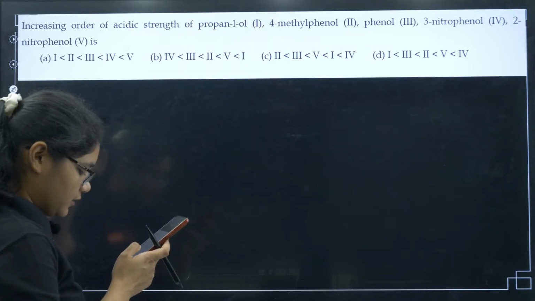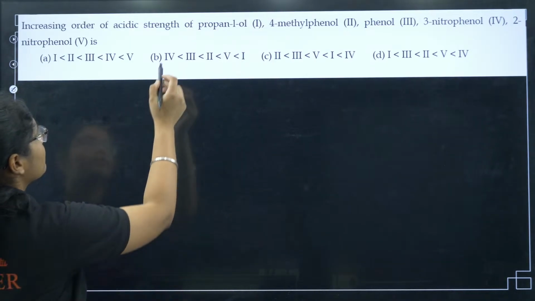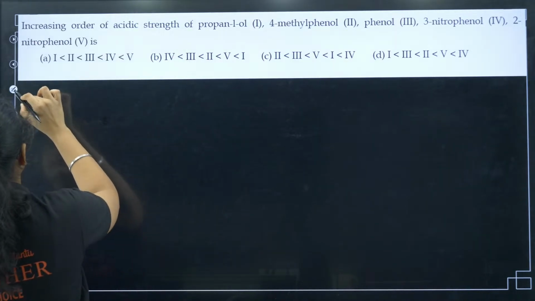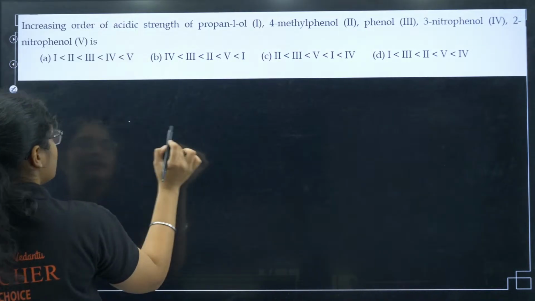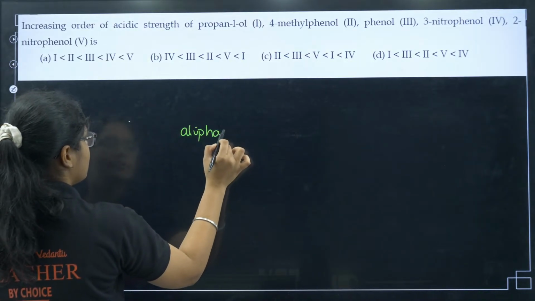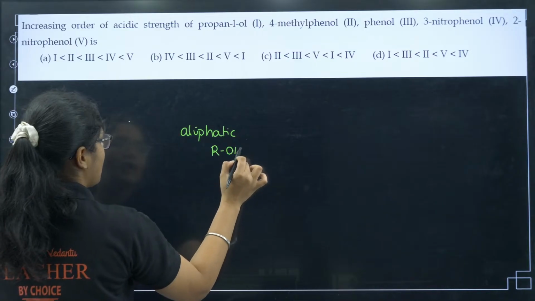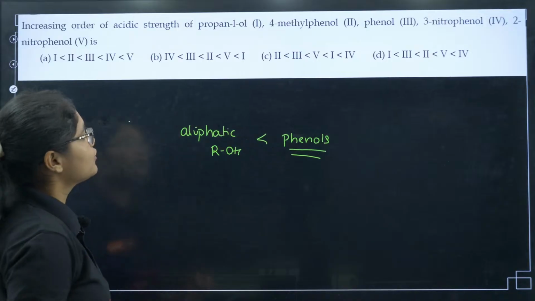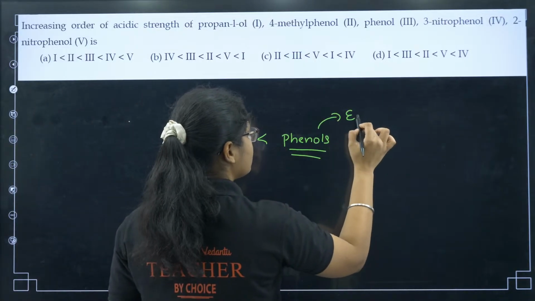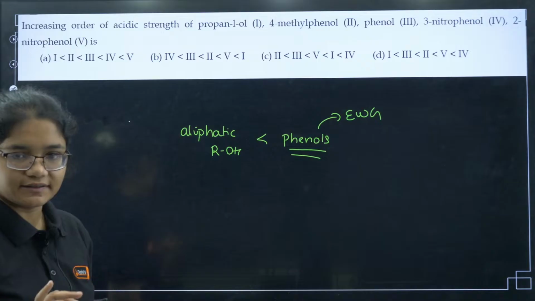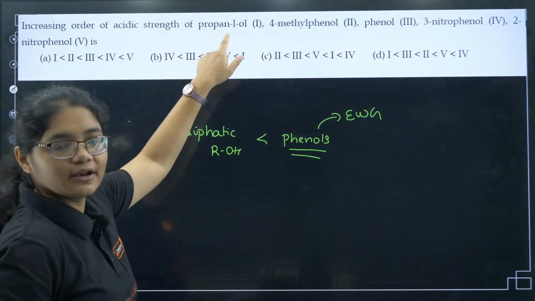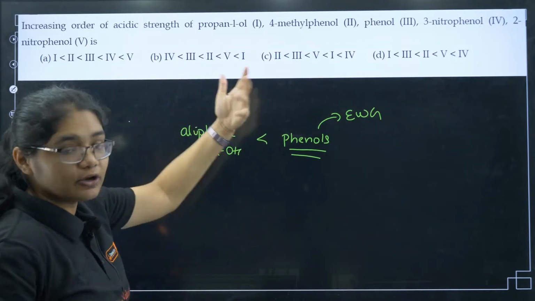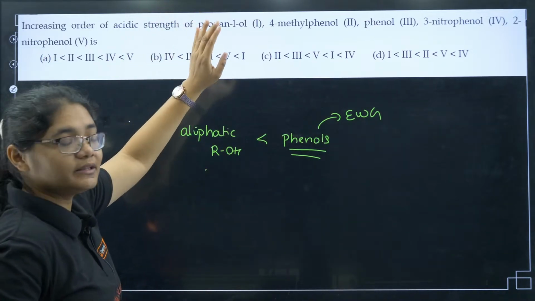You have to find the acidic order. So you have propanol. Always remember first of all that aliphatic alcohols are less acidic than phenols. So phenols are more acidic. Now in phenols, if I have electron withdrawing groups, then they will be much more acidic. If I see the first one, propan-1-ol, it is an aliphatic alcohol, and all the other three options are phenols, right? So that is why propan-1-ol will be the least acidic.